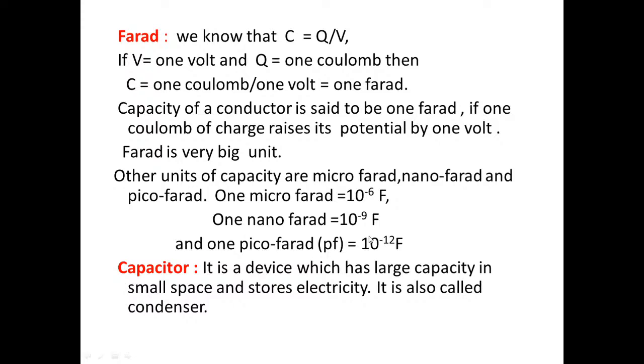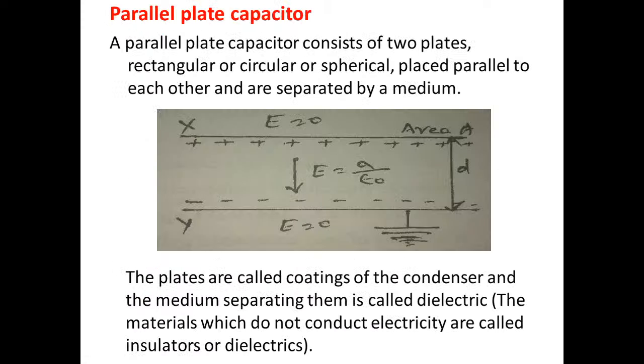Capacitor. So what is a capacitor? It is a device which has large capacity in small space and stores electricity. It is also called a condenser. So it is a device which has large capacity in small space and stores electricity.